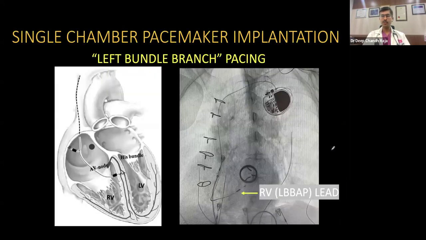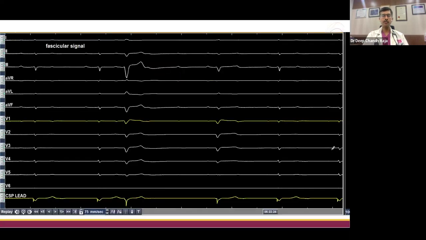And then in these patients of left ventricular dysfunction, earlier we used to recommend biventricular pacing for these patients. Now, with the advent of left bundle branch pacing, it is worthwhile. If you get a good left bundle branch area pacing capture, you could get away with a single chamber pacemaker. That was exactly what was done in this patient. A single chamber pacemaker lead was offered for this patient.